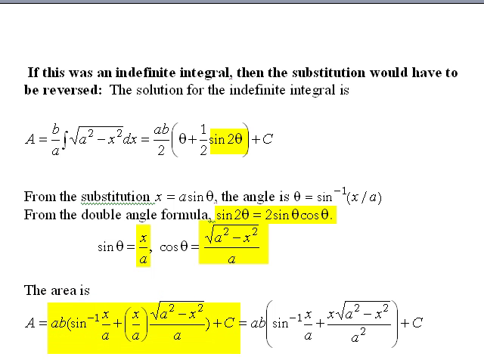All right. This is for the indefinite integral. And now you see there's no thetas. We have the answer in terms of x and a, which were our original variables. x was the original variable.